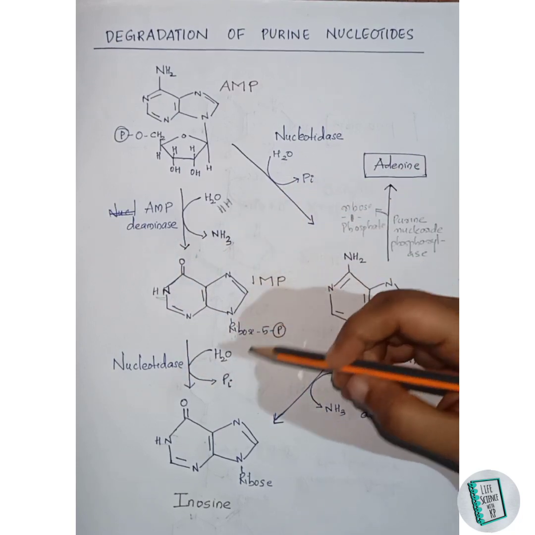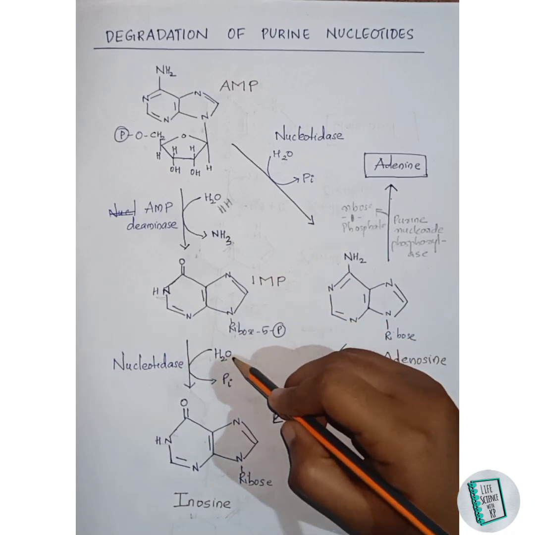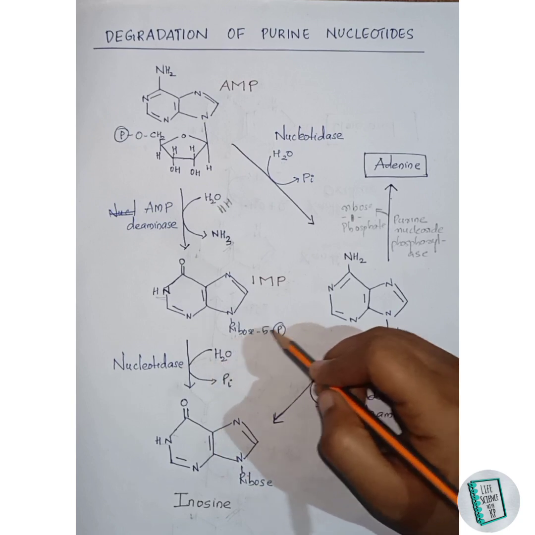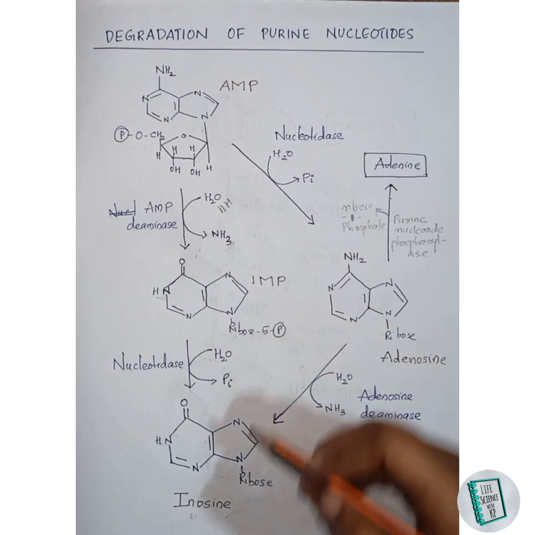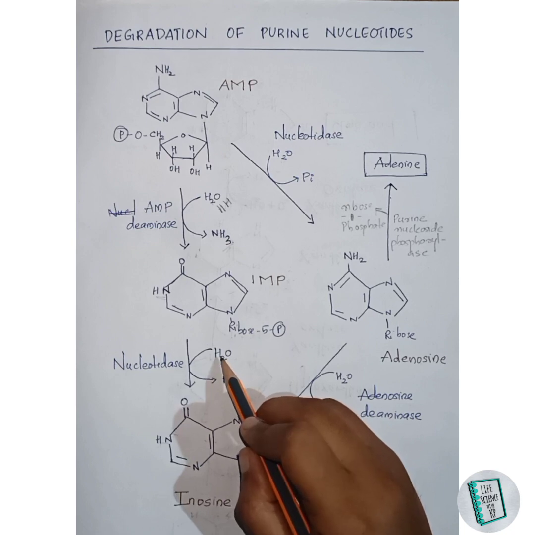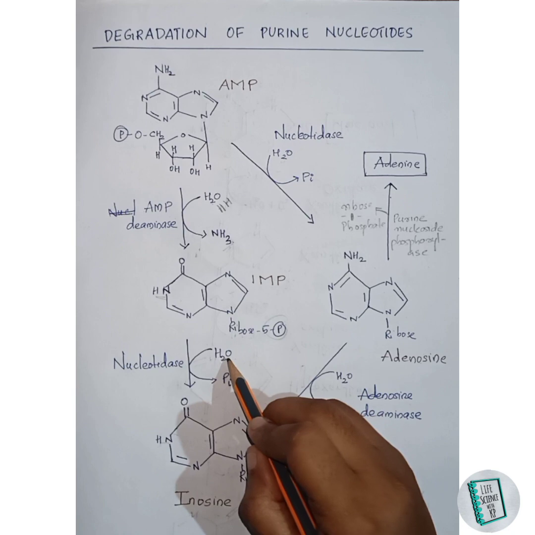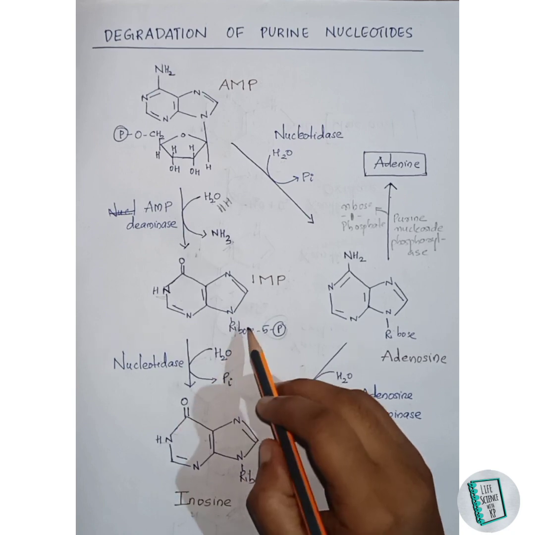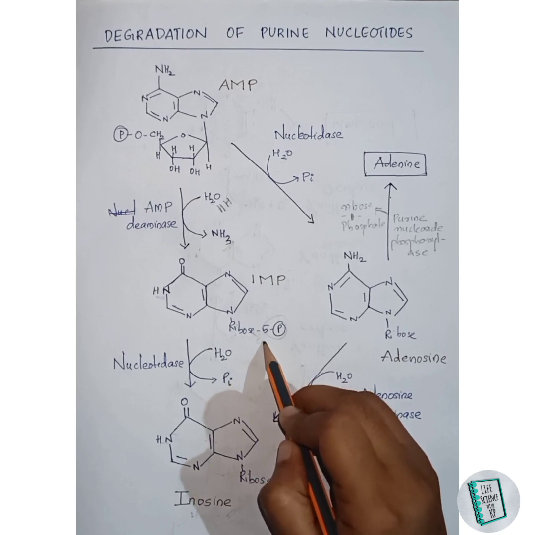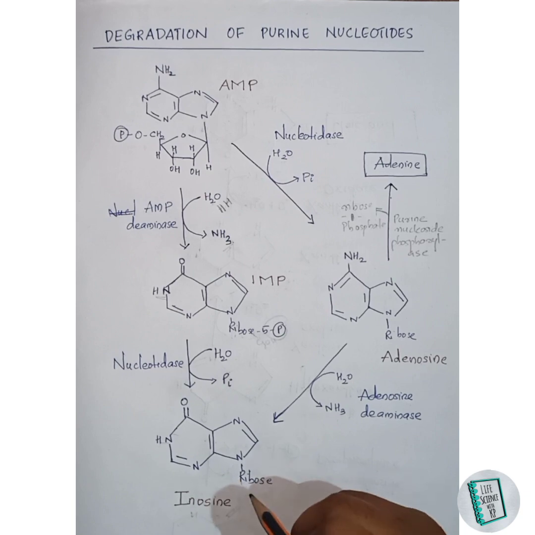Next, this IMP in presence of the nucleotidase enzyme forms inosine. Here a water molecule comes and cleaves the phosphate group of ribose 5-phosphate and forms inosine. One of the hydrogens of this water molecule leaves with this 5-phosphate group, and the remaining OH group of this water attaches with the remaining CH2 group of this ribose and forms CH2OH. Thus, this inosine is formed.